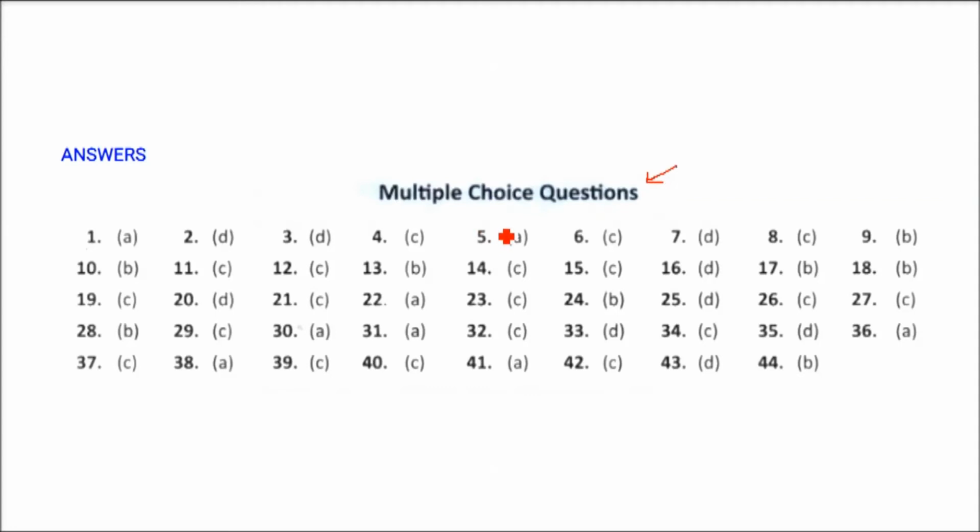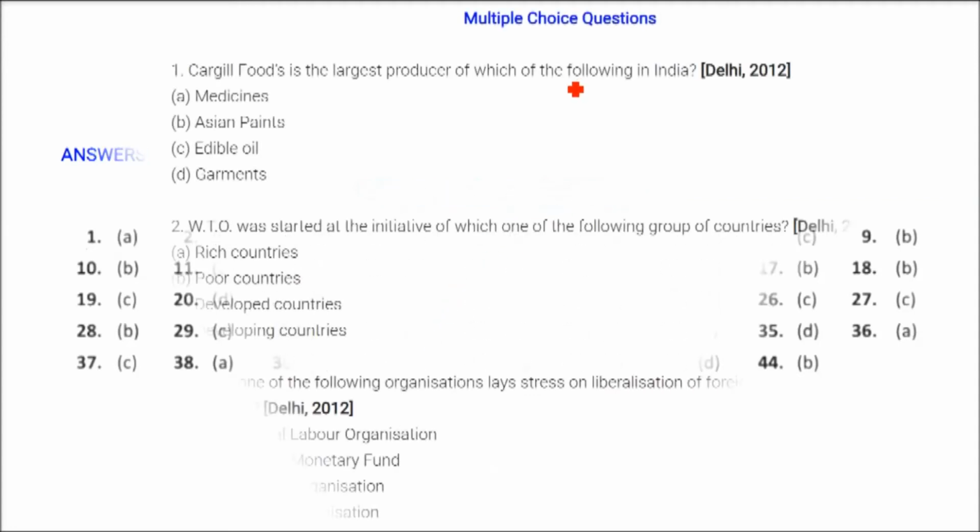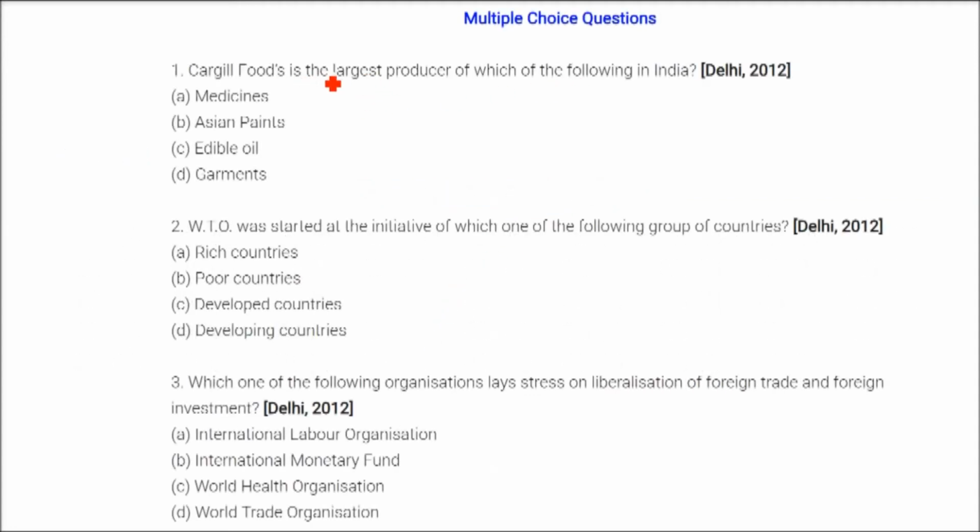So this is the key to the multiple choice questions. These are the answers. Now we have the multiple choice questions. Cargill Foods is the largest producer of which of the following in India? The answer is edible oil, cooking oil. WTO, World Trade Organization, was started as the initiative of which group of countries? The answer is developed countries.